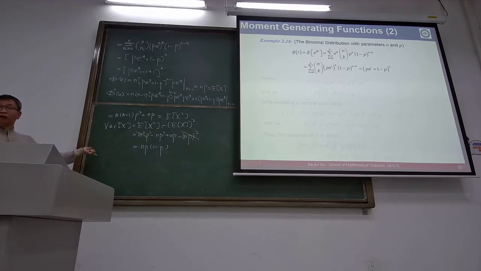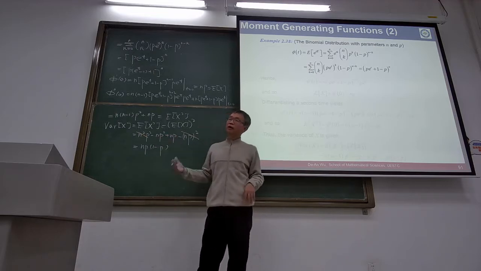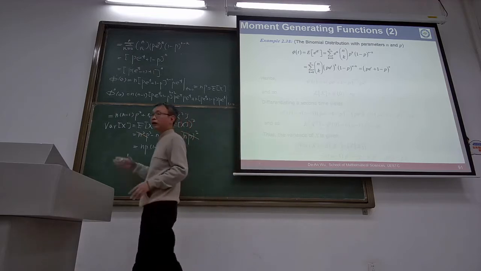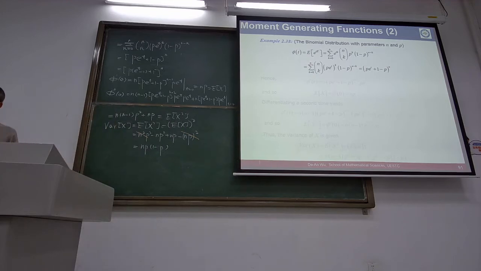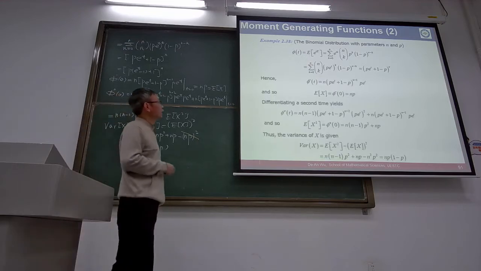I showed you that if we have found the moment generating function, then finding the expectation, variance and the moments is very easy. So we can make a comparison between integration and differentiation. Of course, taking the derivative of phi of t is easier and simpler than integration. Next example.